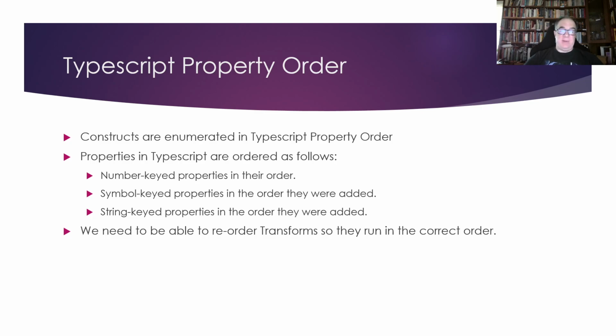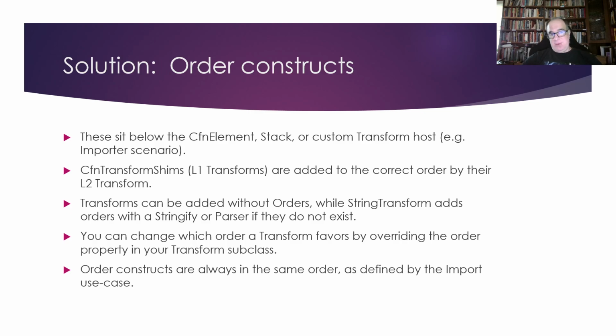So we need to be able to reorder our transforms so that they run in the correct order. That is, the string transforms all need to run together, and the JSON transforms all need to run together. And like I said, we don't want to have multiple stringify and parse passes. So we need to come up with some way of handling this. The solution I came up with is order constructs. And these sit below the CFN element, stack, or custom transform host, which is the import scenario, and that's what we'll be looking at today.